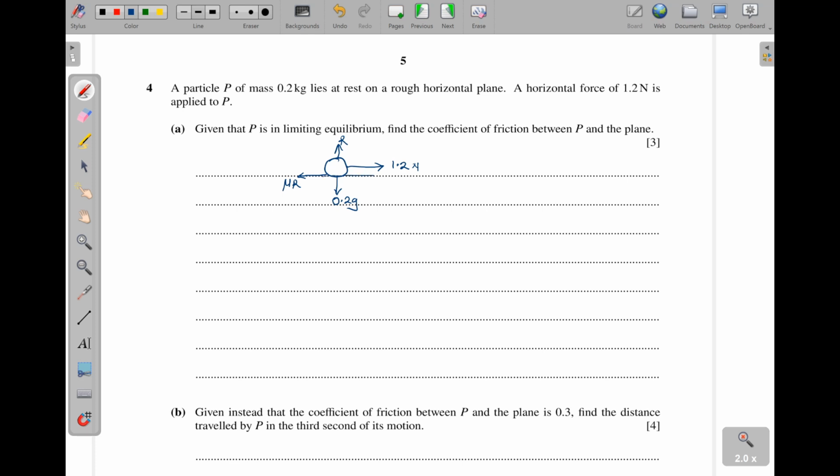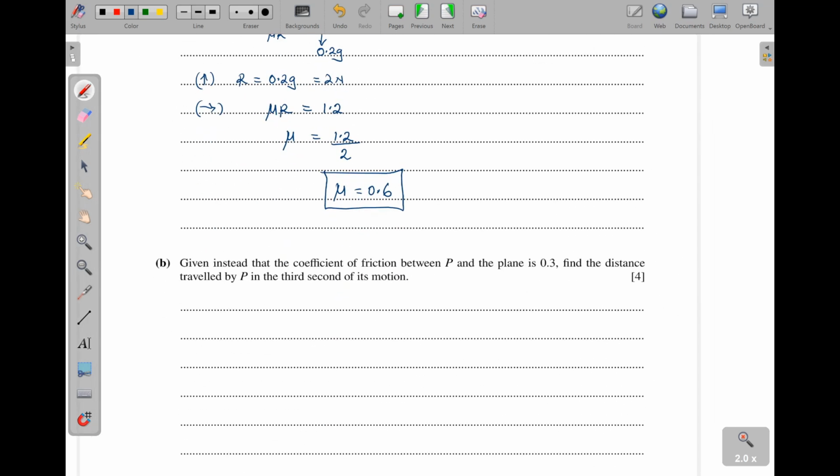Okay, mu R. Resolving vertically, since there is no vertical motion, this simply implies that R is equal to 0.2 g, which is actually 2 newtons if you multiply by 10. Horizontally, since there is no movement, it is in limiting equilibrium. When they say limiting equilibrium, it means that it is on the verge of moving. So the frictional force is acting on the particle. As you are applying this force, the frictional force is also resisting that motion. So we shall have mu R equals 1.2. So our mu is 1.2 divided by R, which is 2, and then mu becomes 0.6.